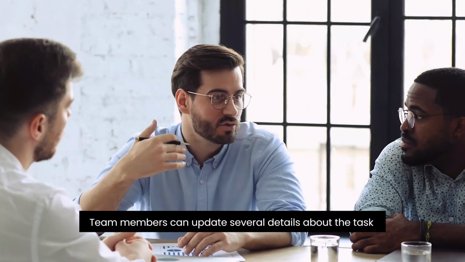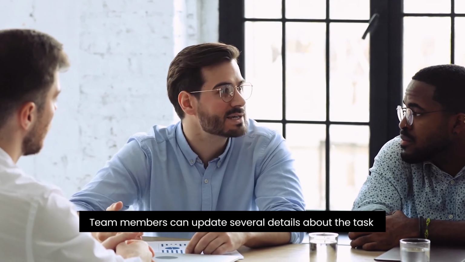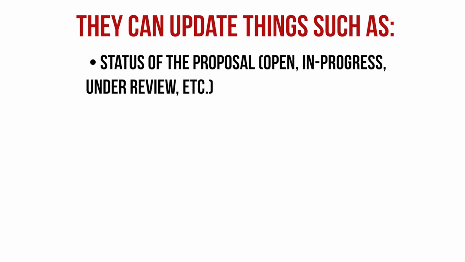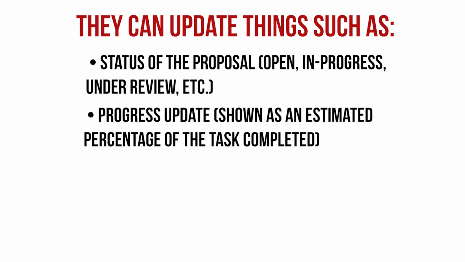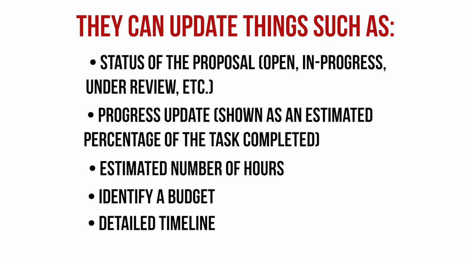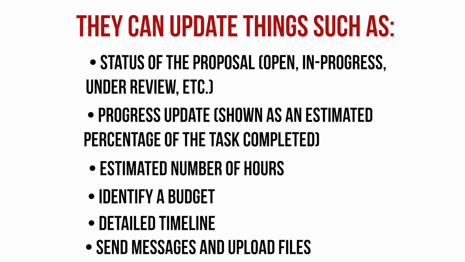When team members are assigned a task, they can update several details about it as it progresses. They can update things such as the status of the task: open, in progress, under review, etc. Progress updates are shown as an estimated percentage of the task completed, estimated number of hours, identifying a budget, detailed timeline, sending messages, and uploading files. You can check up on any task, leave a message, and add an attachment if needed.